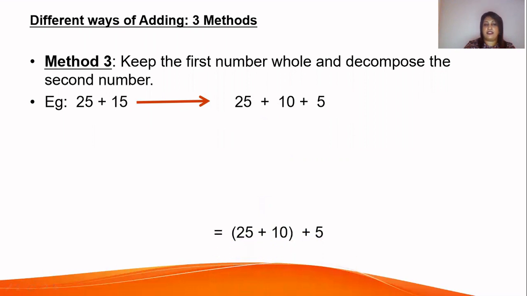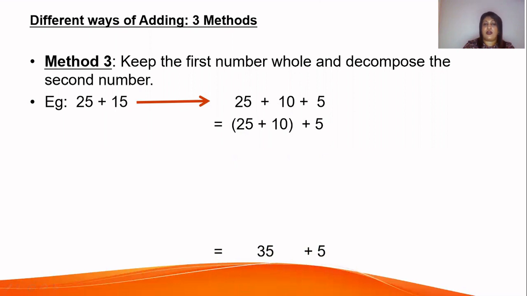Now when I'm adding, I'm going to add the first 2 numbers. So I said 25 plus 10 will give me an answer plus 5. So I bracketed it so I don't confuse myself. Now 25 plus 10, if I add 25 to 10, I'm going to get the answer of 35. Now 35 plus 5, I'll add it now and I'll get an answer of 40. So there's our 3 methods of adding.